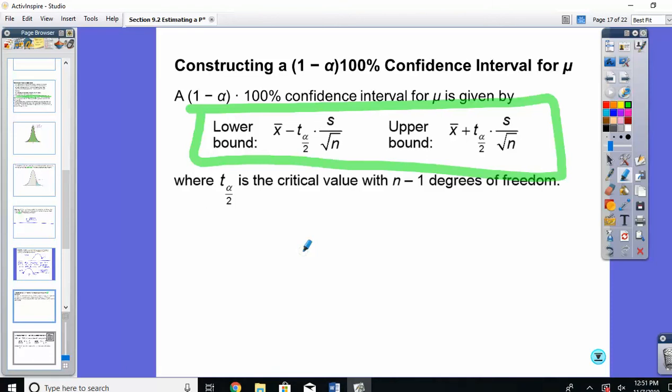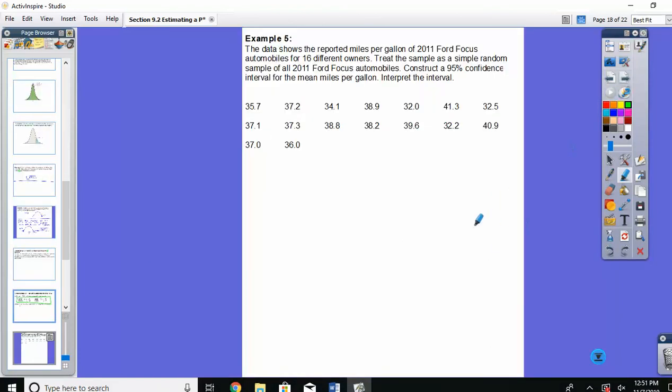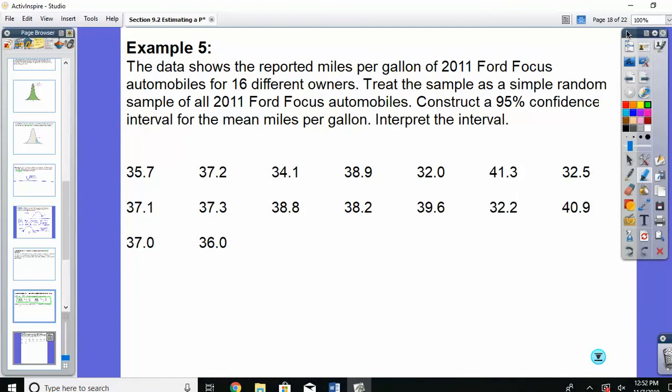Okay, we are going to make a confidence interval. You guys need a calculator here. I am giving you raw data this time. I did not just say, here's all the stuff, figure it out. I actually just gave you the original data. So the data shows the reported miles per gallon of the 2011 Ford Focus automobiles for 16 different owners. Treat the sample as a simple random sample of all 2011 Ford Focus.